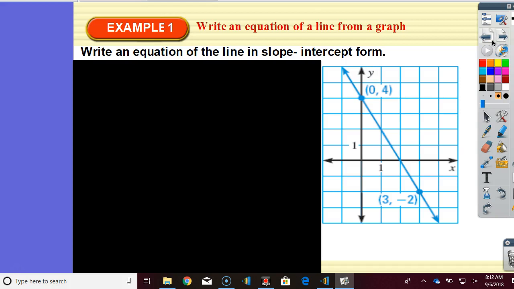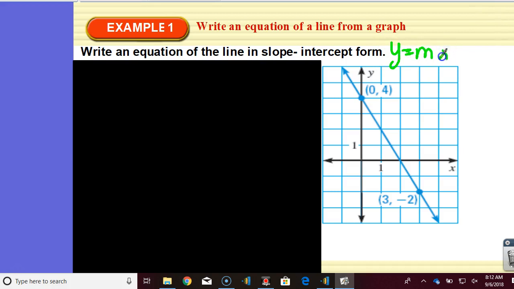Write an equation of a line in slope-intercept form. All right, so slope-intercept form, that is your y equals mx plus b, where m is your slope and b is your y-intercept. The y-intercept is when x is 0.